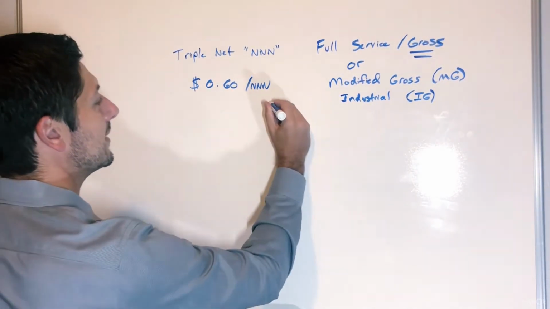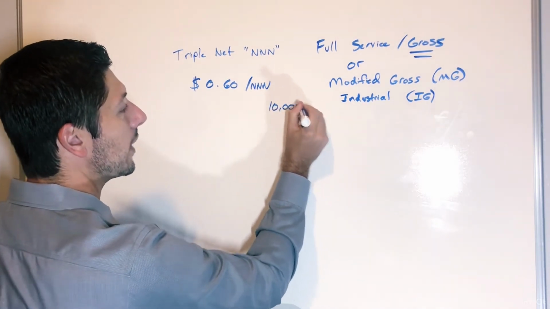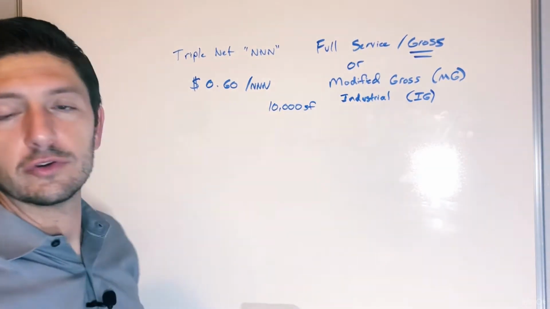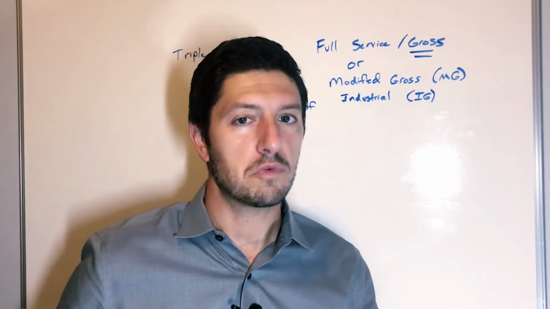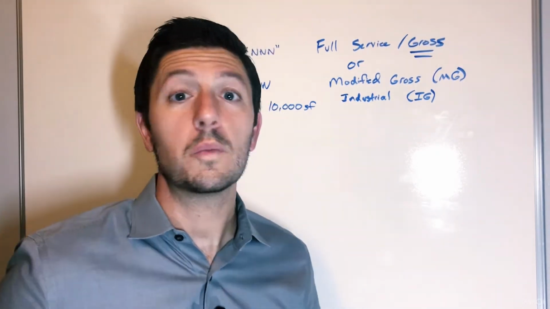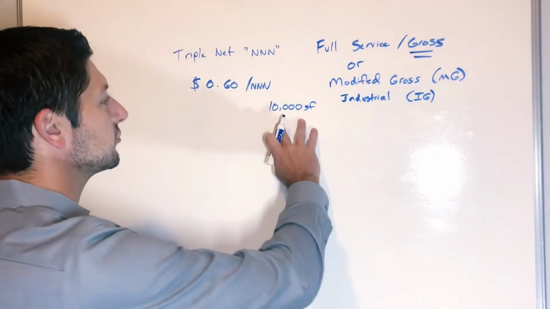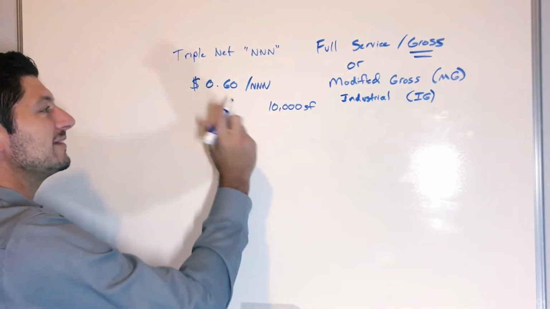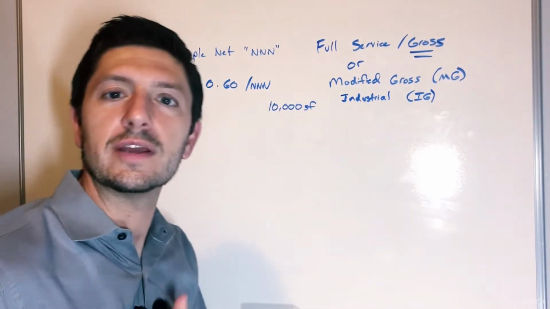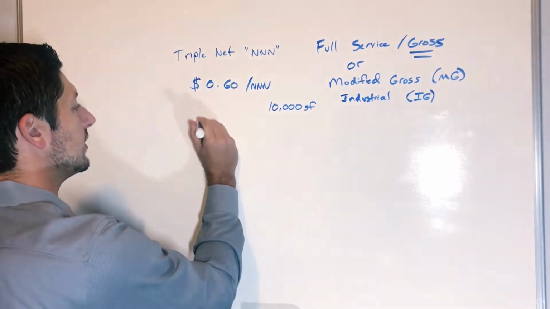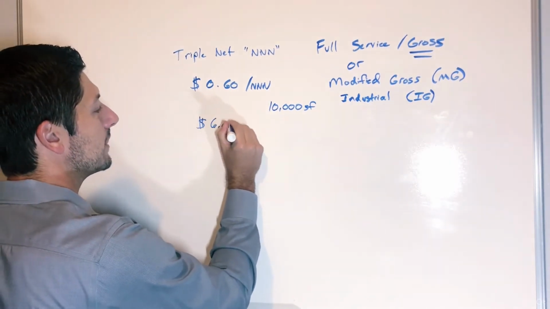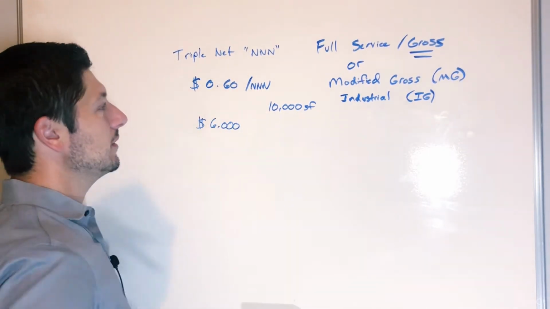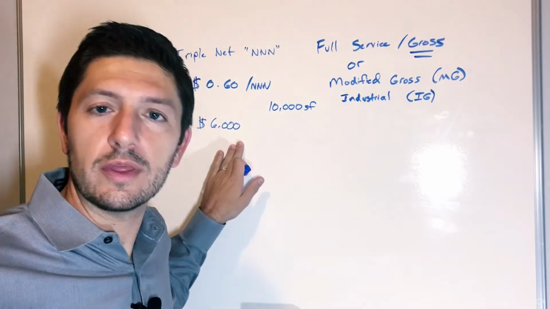So if you had a 10,000 square foot warehouse or industrial facility, manufacturing facility, flex office warehouse, what have you, you're going to take that 10,000 square foot number, multiply it by 0.60, and that's going to give you a monthly number, which is $6,000. But remember, that's a triple net rate. That means that's the base. We need to know the operating expenses.